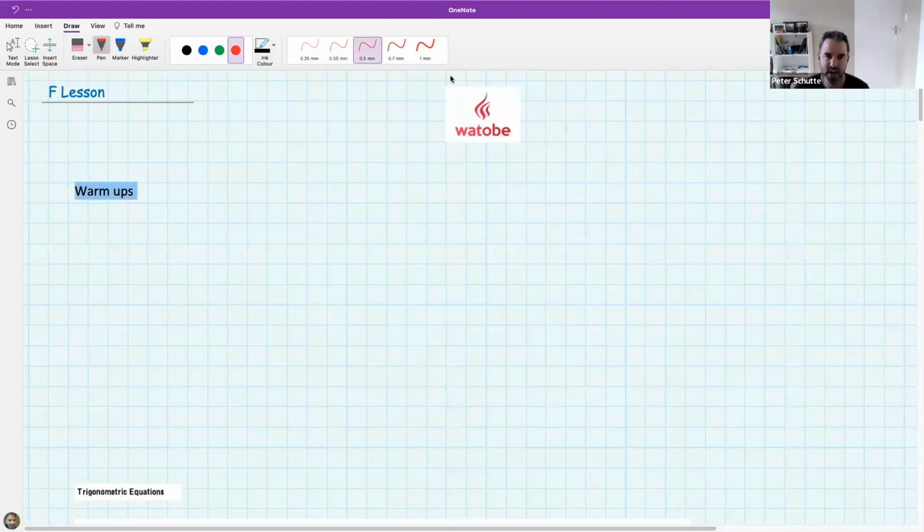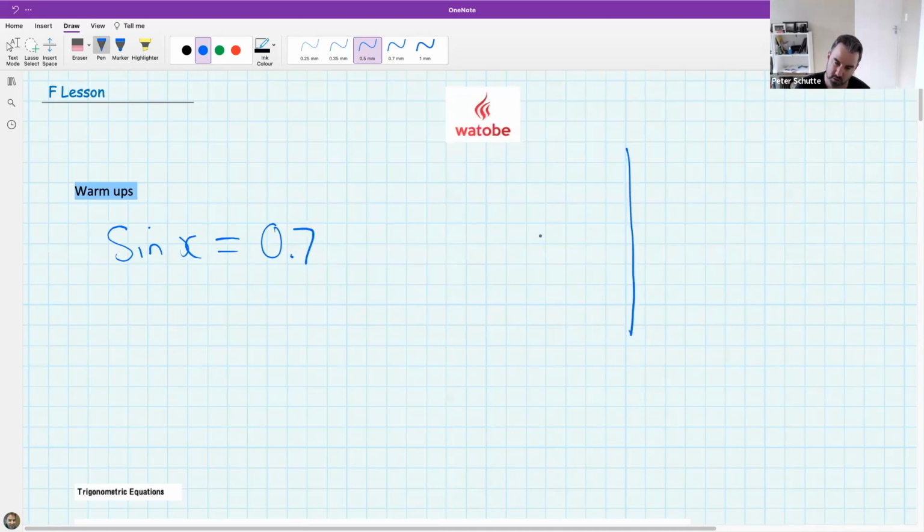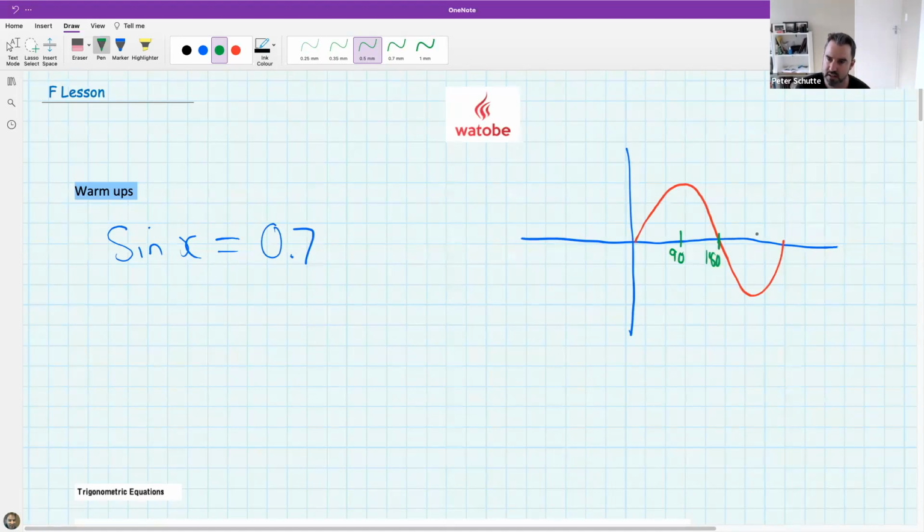About trig equations. And trig equations are basically a three-step process. So if I give you a basic trig equation, something like this, sine x equals 0.7. Now, if I wanted to visualize what this looked like on a trig graph, I'm just going to draw one for you now. Trig graphs look like this, and they go in increments of 90, 180, 270.